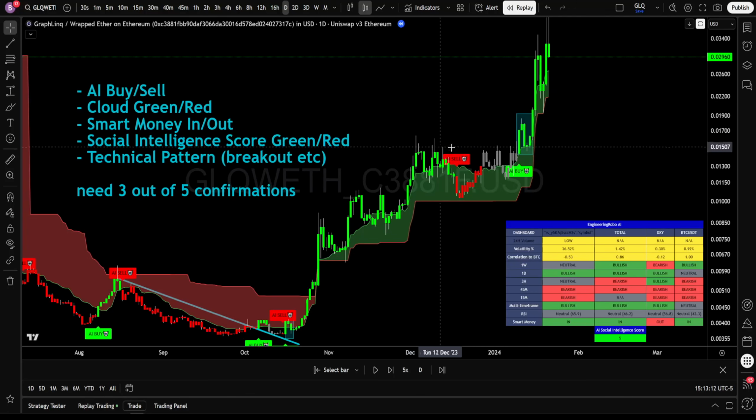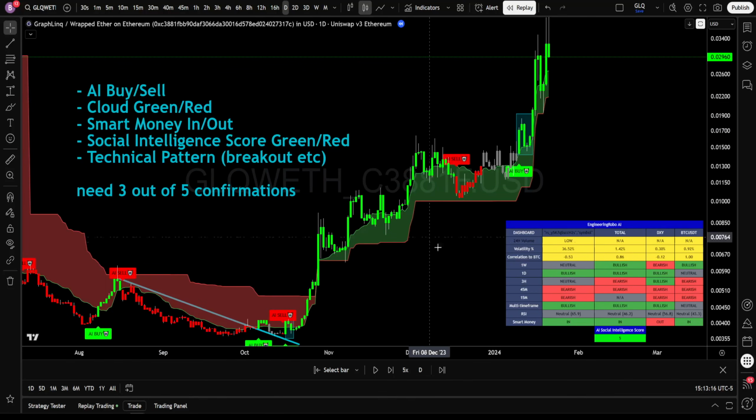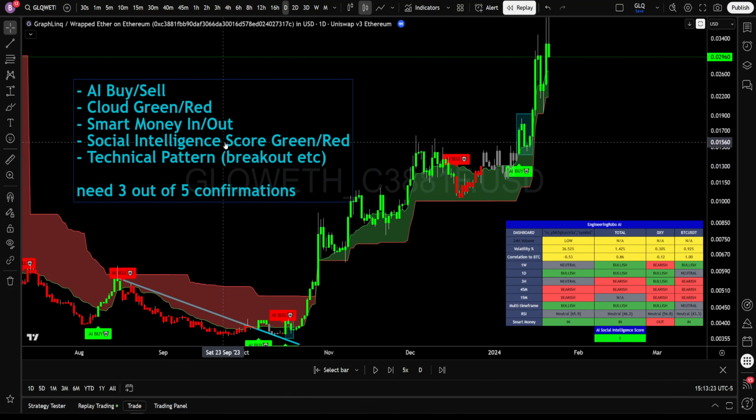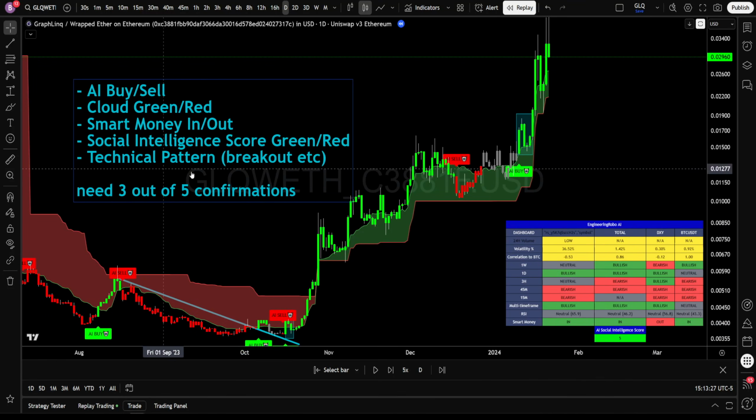You're still in the green cloud. So this one doesn't fit. All you've got so far is a sell signal. Is smart money in or out? Smart money is in. So if they were out, then that would be another confirmation you could add to the list. Social intelligence score is still green. It has to be red to take a sell, and it has to be 3 out of 5 confirmations.